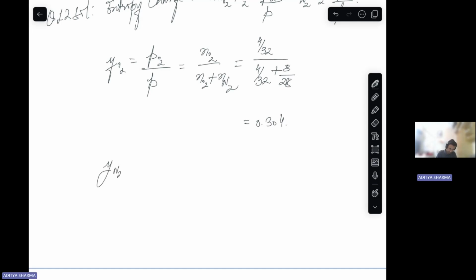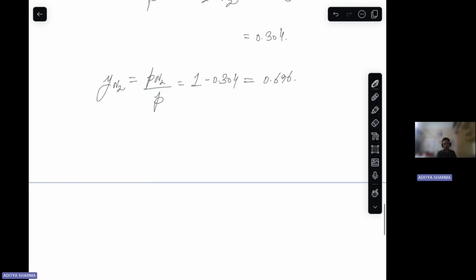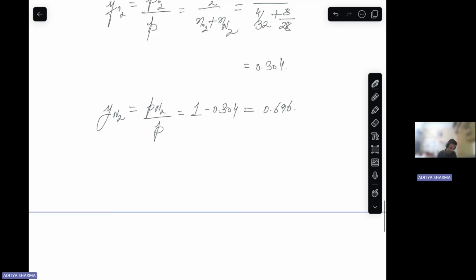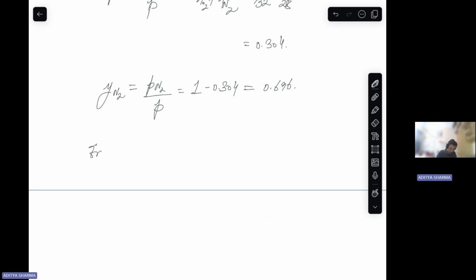And then for nitrogen, the same way, but we can also do it this way because if we add all the mole fractions, that comes out to be 1. In that case, for nitrogen it comes out to be 0.696. Okay, now placing the values in the entropy change expression.